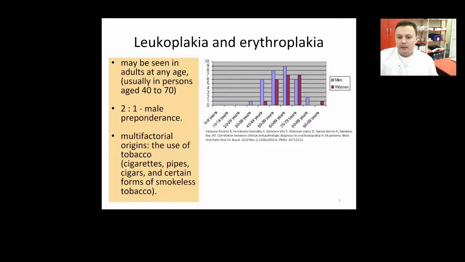Both leukoplakia and erythroplakia may be seen in adults of any age, but they are usually found in persons aged 40 to 70 with a 2 to 1 male predominance. Also, these lesions have multifactorial origins. The use of tobacco is a common antecedent.